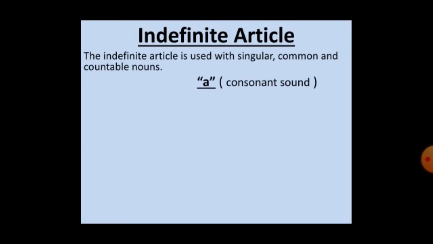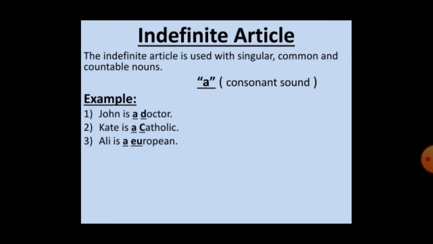A is used when the noun generates a consonant sound. There we use a. For example, John is a doctor, Kate is a Catholic, and Ali is a European. So doctor shows a consonant sound, Catholic generates a consonant sound, and E is a vowel, but it generates a consonant sound here.